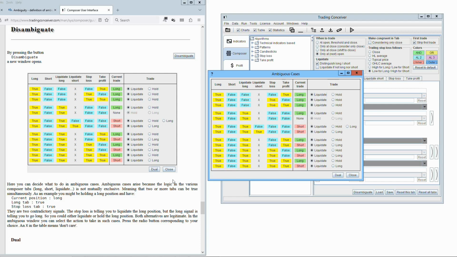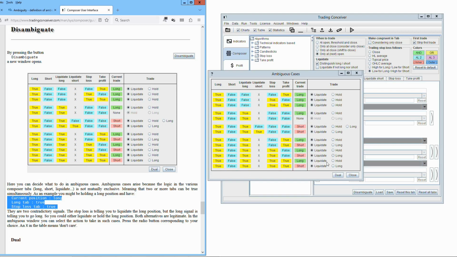As an example, you might be holding a long position and have long tab true, stop loss tab true. There are two contradictory signals. The stop loss is telling you to liquidate the long position, but the long signal is telling you to go long. So you could either liquidate or hold the long position. Both alternatives are legitimate. In the ambiguous window, you can select the action to take in such cases.